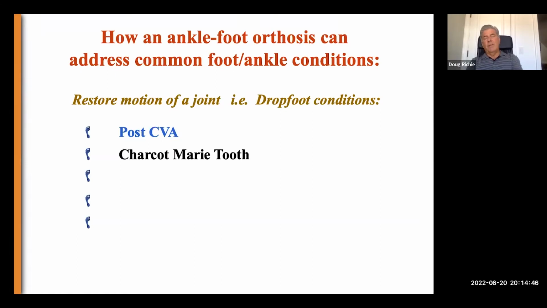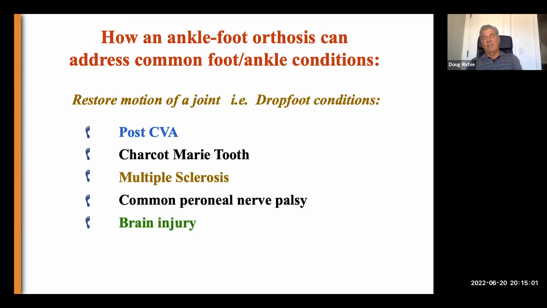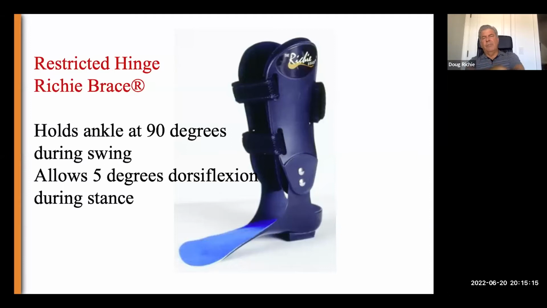The type of patients who present to the podiatric practice with drop foot may have suffered a stroke or cerebral vascular accident, CVA. They may have Charcot-Marie-Tooth disease, they may have multiple sclerosis, or they may have suffered a nerve injury. We sometimes will see the unfortunate patient who's had a brain injury. All of these conditions can result in lower extremity weakness, spasticity, causing a drop foot during gait. There are two Richie braces indicated to control drop foot. The first brace is what we call the restricted hinge Richie brace. It will hold the ankle at 90 degrees during swing phase and prevent foot drop.